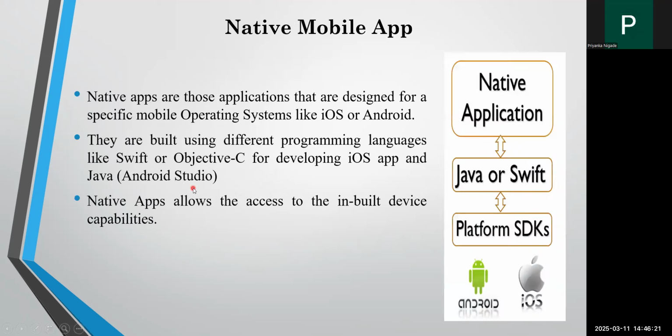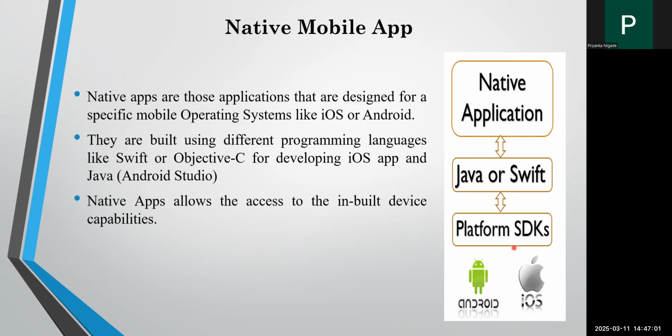Let me talk one by one about what exactly a native application means. See, these applications are specifically designed for a specific mobile operating system. Such applications we call native applications. Here you can see that there are specific languages we follow to design them. An Android application is developed using Java, and an iOS application we generally develop using Swift or Objective-C. These applications work specifically for a specific platform, and such applications we call native applications.